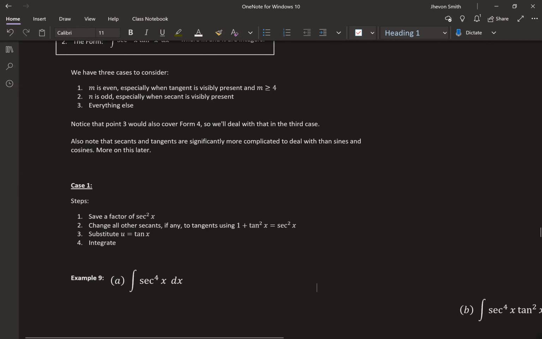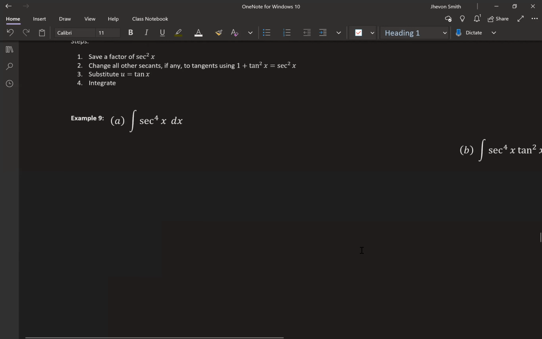In this first example, it's not present. You can't visibly see it. Okay, here's how we deal with this case. You save a factor of secant squared. You're going to change all other secants, if there are any remaining, to tangents using this formula. Then you're going to substitute u equals tangent. By doing u equals tangent, your du is going to give you a secant squared, and you already saved that secant squared in step 1.